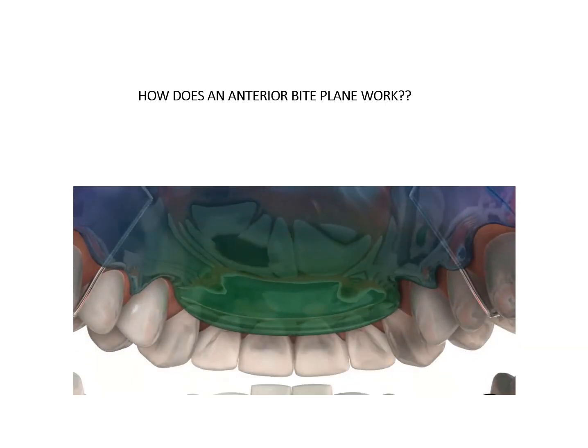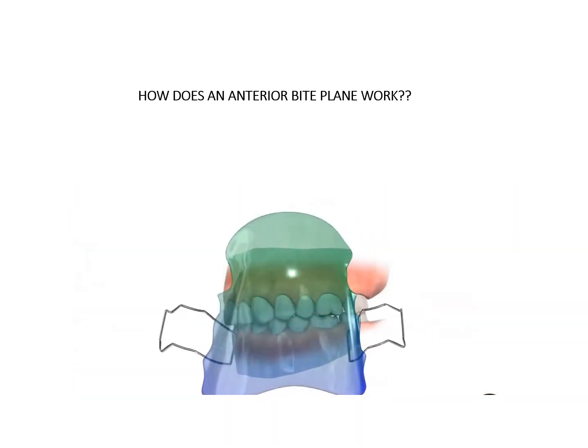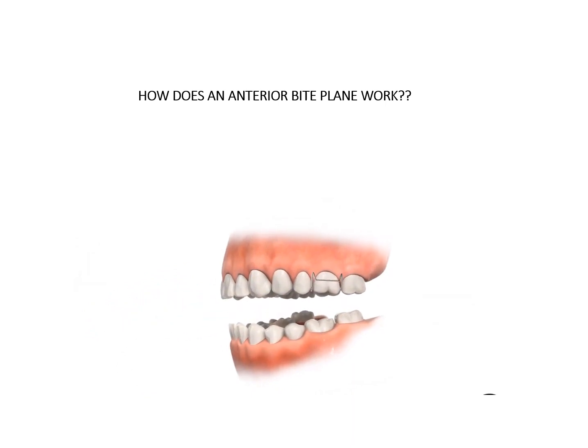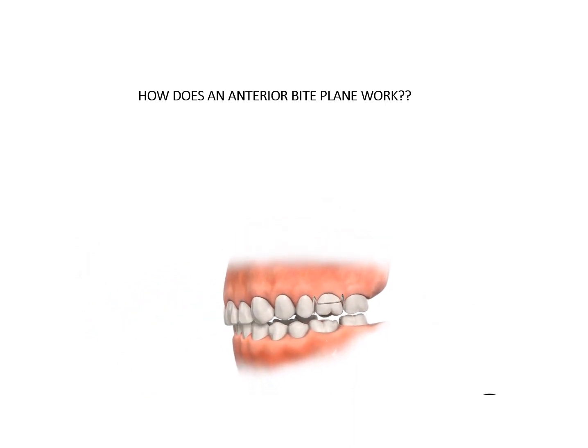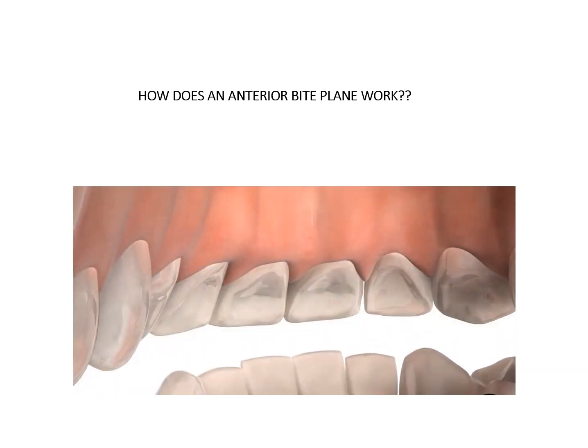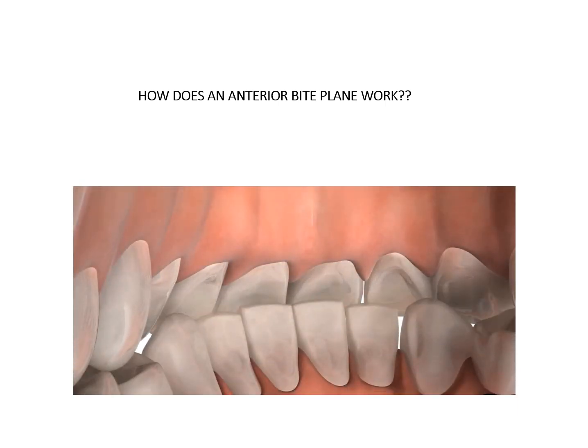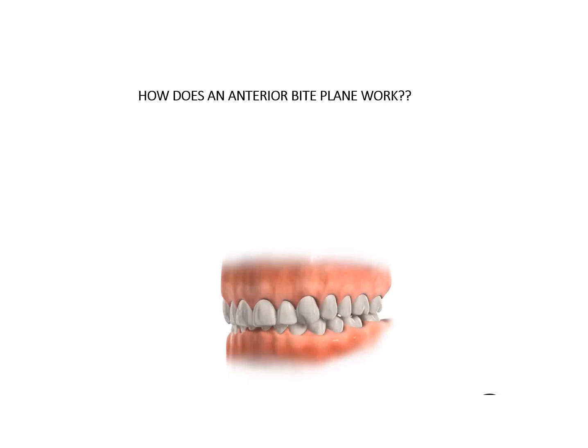So you give a bite plane over there. Okay, so you see the lower teeth hitting the bite plane, right? So there is an opening of the bite there and a supra eruption happening there. Definitely the bite has improved.